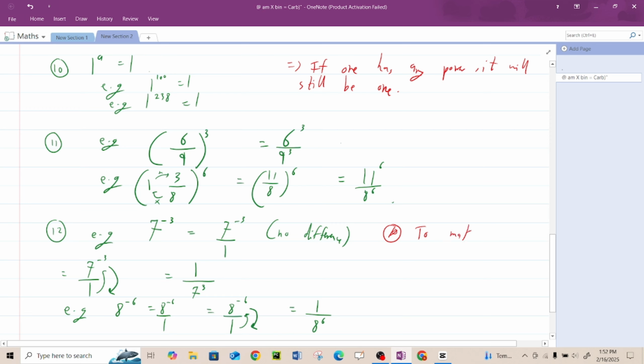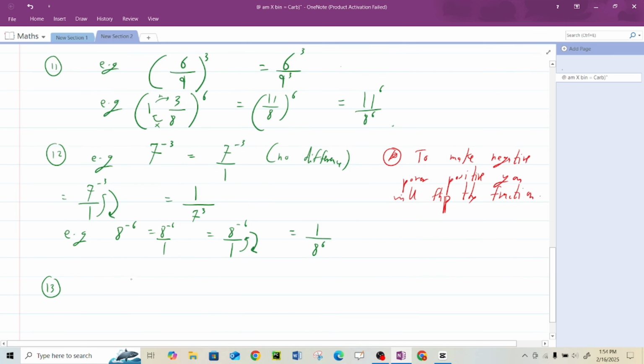To make a negative power positive, you will flip the fraction. You'll flip the fraction. Okay, that's what you have to do.